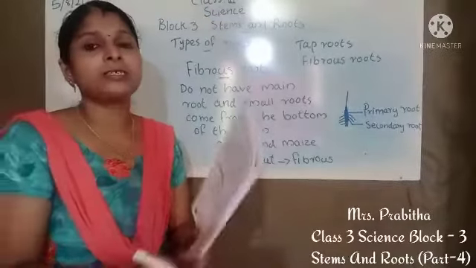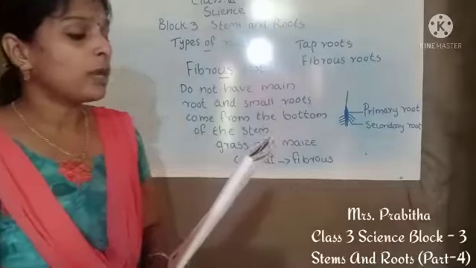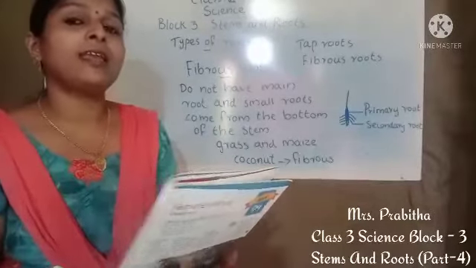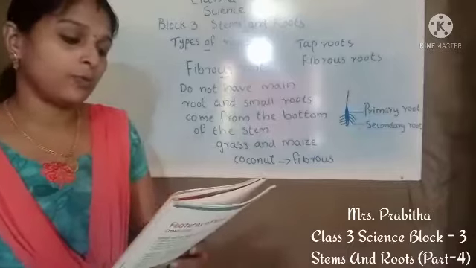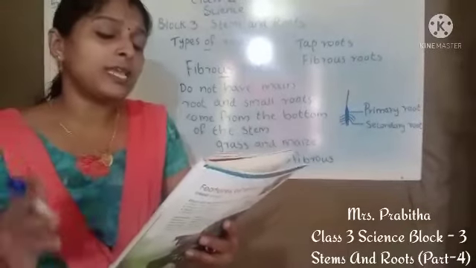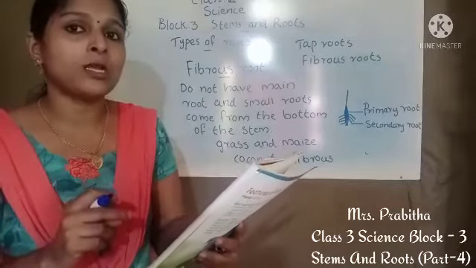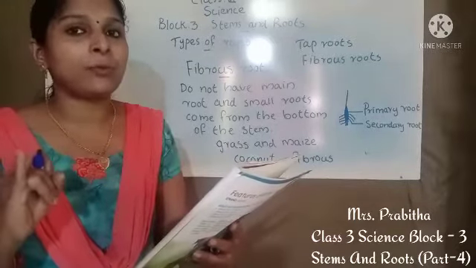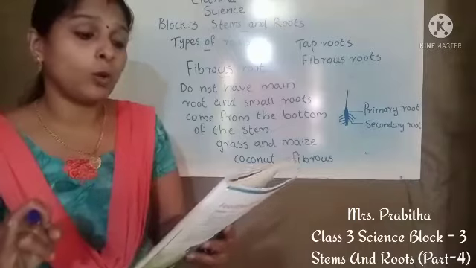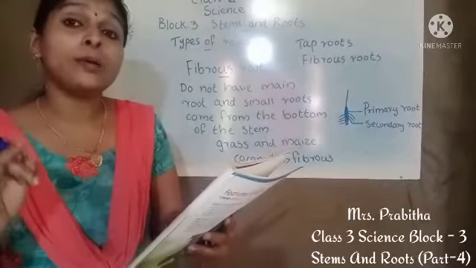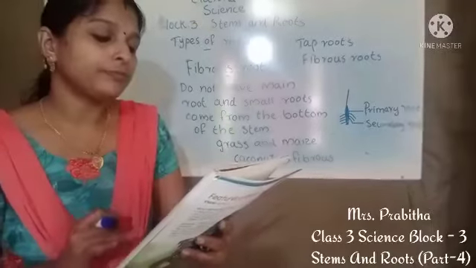Next we have to discuss 3 practice questions. So 1, 2, 3, 4, 5, that much we discussed. 6, 7 and 8 we need to discuss now. The question is, name 2 plants each with fibrous root and taproots. So we studied examples for taproot, tulasi, mango. Examples for fibrous root, grasses and maize.